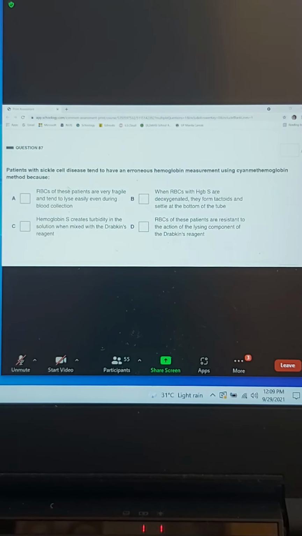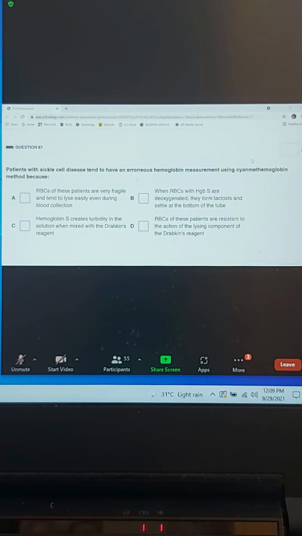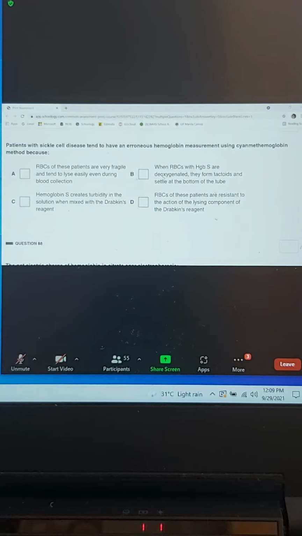Patients with sickle cell disease tend to have an erroneous hemoglobin measurement using cyanide hemoglobin method because... bakit?